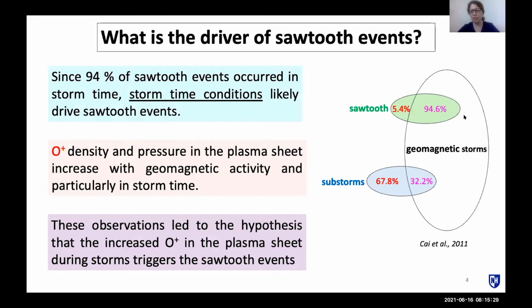Since more than 94% of Sawtooth events occur during geomagnetic storms, likely storm-time conditions drive Sawtooth events. One of these conditions is increasing oxygen density and pressure in the plasma sheet, because the density and pressure of oxygen increase during geomagnetic activity, and especially during the storm times. These observations raise a hypothesis which says the increased oxygen ions in the plasma sheet can drive Sawtooth oscillations.